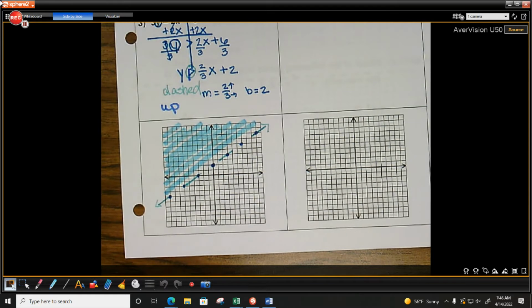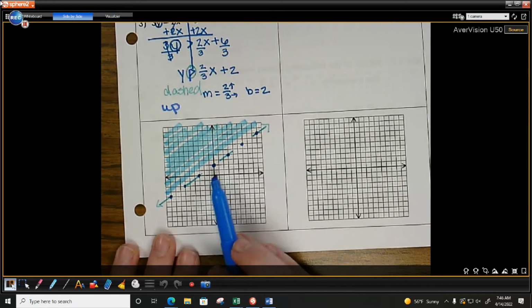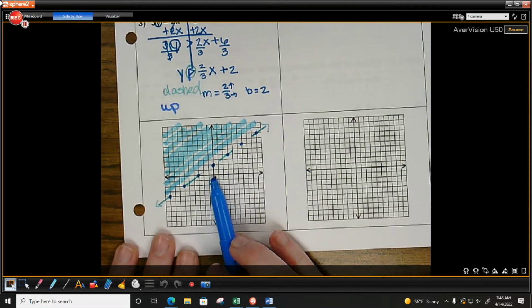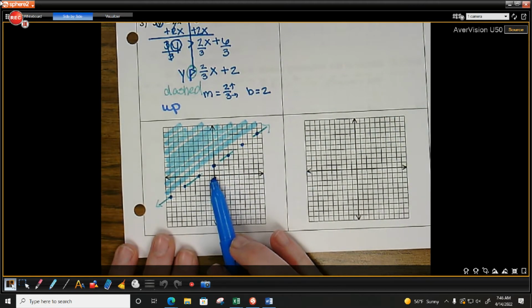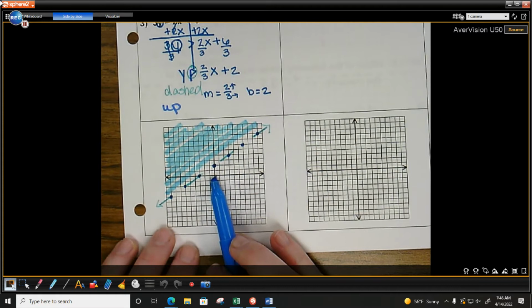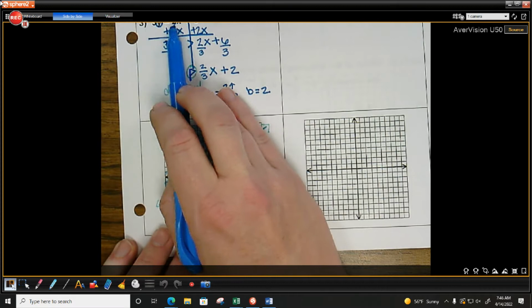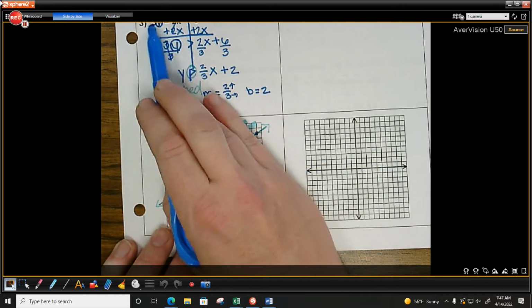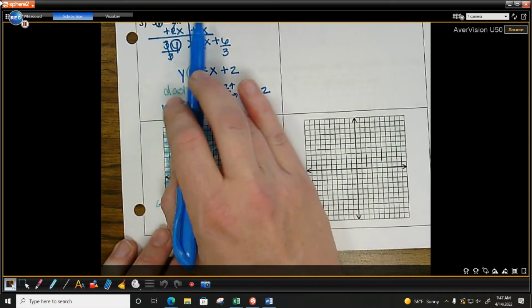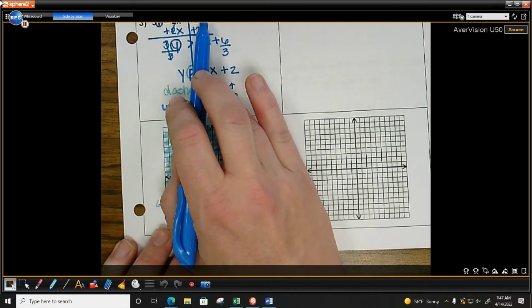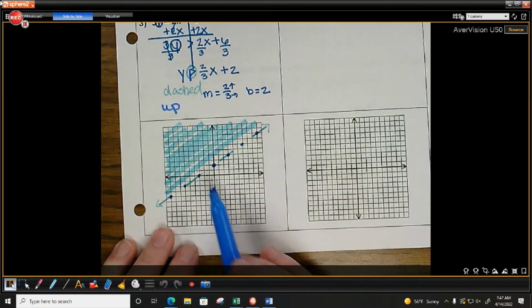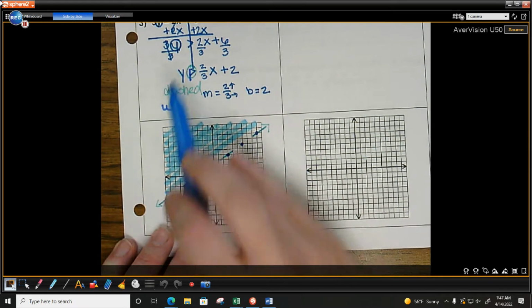Another thing you can do, because really guys, the trickiest part is knowing which way to shade. You can choose a test point. What does that mean? Do we see that the ordered pair 0, 0, or the origin is clearly below the line? Okay, so let's use 0, 0. What's 3 times 0? What's 2 times 0? So this left side would become 0. Is 0 greater than 6? No. So 0, 0 is not a solution, so I should not shade the side that has 0, 0 on it. Okay, I should shade the opposite side.